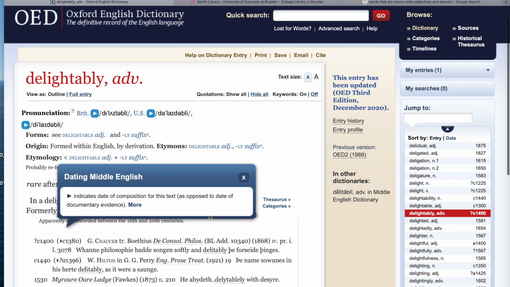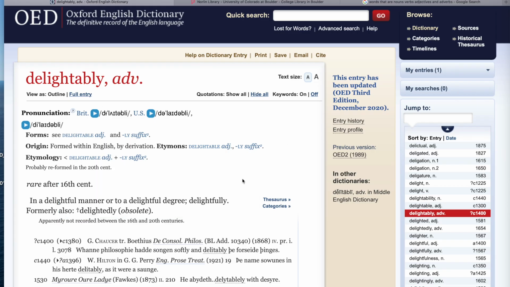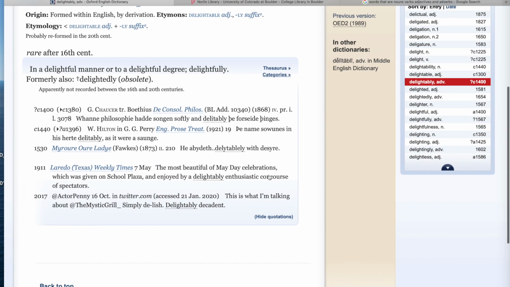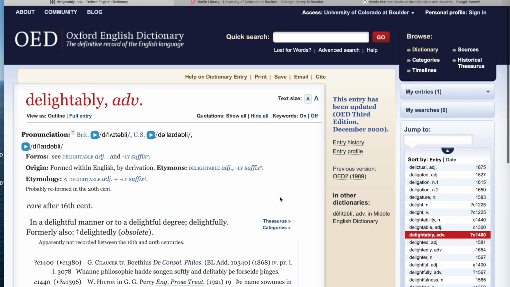The thing that's nice about the OED is that it gives you a really full accounting of the word and how the word was used historically.